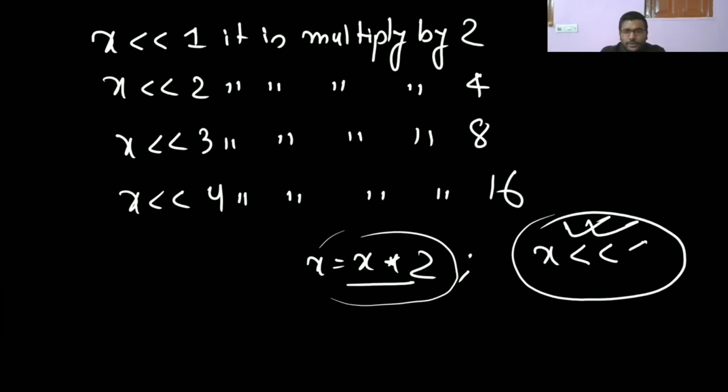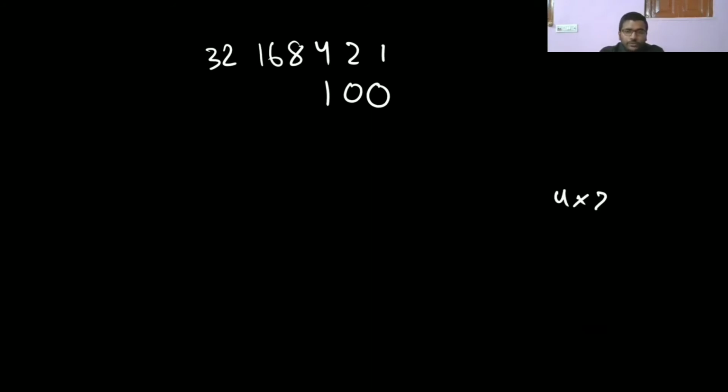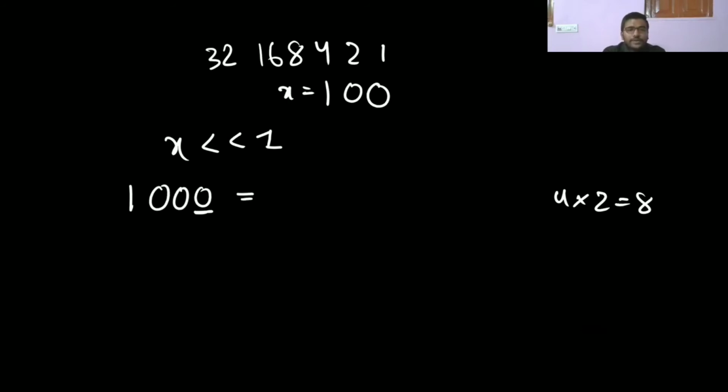Let's take an example. With an example, it will be more clear. Powers of two: 1, 2, 4, 8, 16. So I am taking 4, which is 1 0 0. If I do one left shift, it will be 4 into 2, which is 8. Let's assume x is this. X left shift 1 will be 1 0 0 0, with the vacated bit filled with 0. So see, it is 8. This is the left shift.